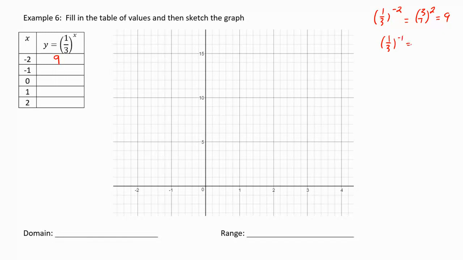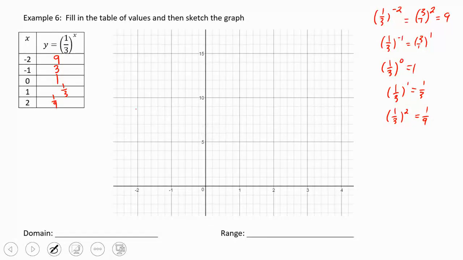1/3 to the negative 1 is 3 over 1 to the 1, which is 3. 1/3 to the 0 is 1. 1/3 to the 1 is 1/3. 1/3 squared is 1/9. So the idea is every time we increase x by 1, we're multiplying our y values times 1/3. So we get negative 2, 9, negative 1, 3, and our graph looks like this guy over here.